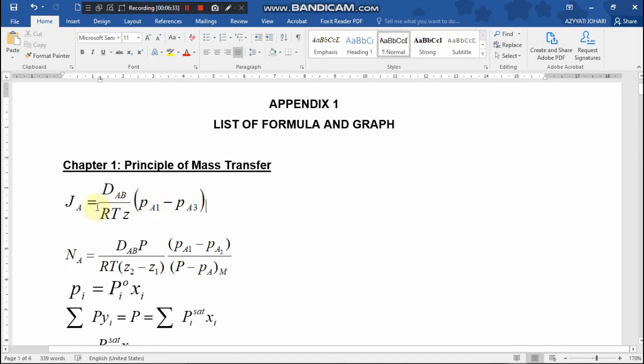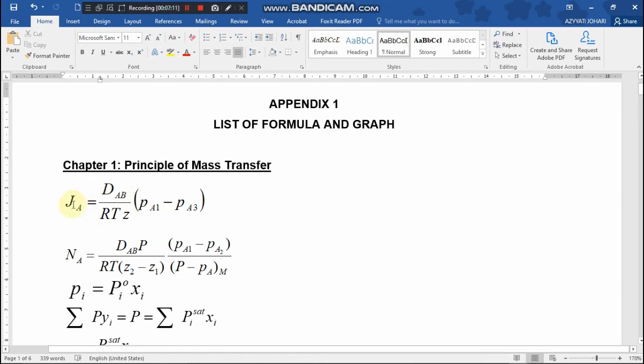must be subtracted with the PA1. So PA1 minus that value, and put it in the right hand side. So PA3 is equal to PA1 minus JA RTZ over DAB. So you need to rearrange this equation first according to the mathematical rules and make PA3 the subject, and then put all of the information from that question into that equation, and then finally you will get the answer.